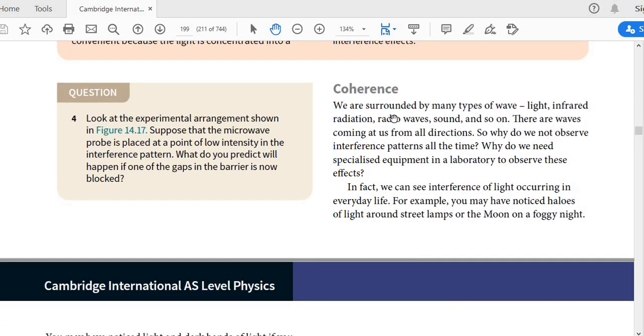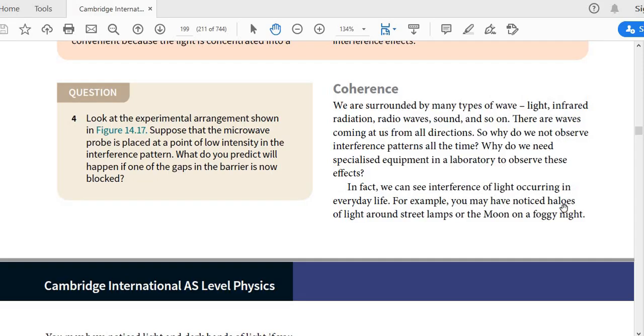Okay, then about coherence. We are surrounded by many types of wave: light, infrared, radiation, radio waves, sound, and so on. There are waves coming at us from all directions. So why do we not observe interference patterns all the time? Why do we need specialized equipment in a lab to observe these effects? In fact, we can see interference of light occurring in everyday life.